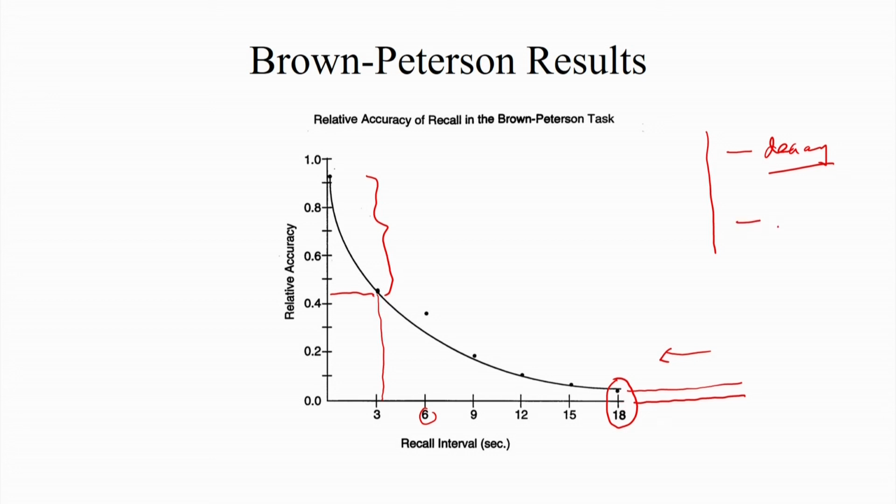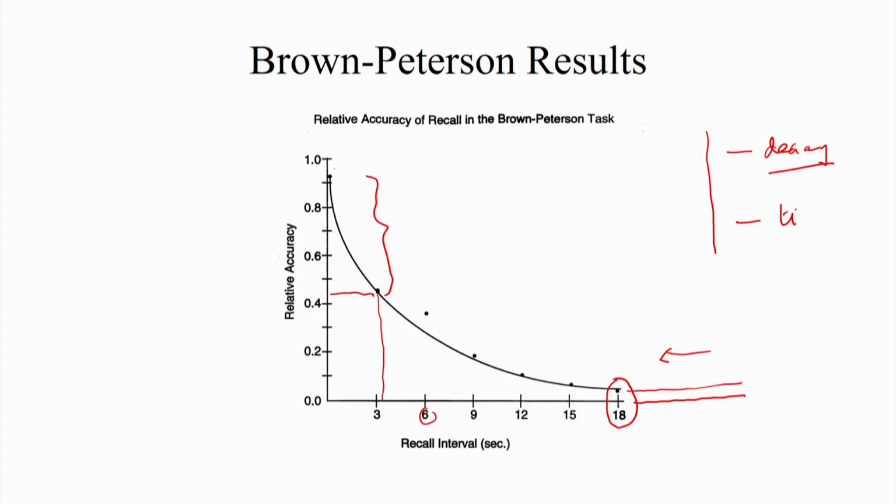Also, another important thing that was demonstrated here was the time period for which any item gets stored in the short term store, which was determined through their experiments by Brown and Peterson to be 18 to 20 seconds. This is the time period through which an item will be in your short term memory if not rehearsed, and after 20 seconds, if rehearsal does not happen, most items from the short term memory will go away. So the duration of the short term memory from this experiment is 20 seconds.